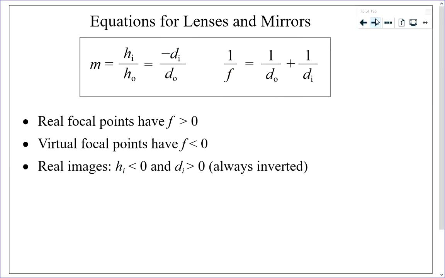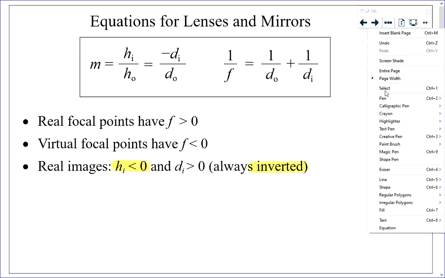Getting back to our properties of the numbers for the equations for lenses and mirrors, real images always have a negative height. And to me, that kind of makes sense, because if you remember that real images are always inverted, the height is negative because they're upside down. And a positive displacement of the image. And I'm not sure I put this anywhere in this note package that you're looking at, but HI and DI are always opposite. One's positive and one's negative all the time.